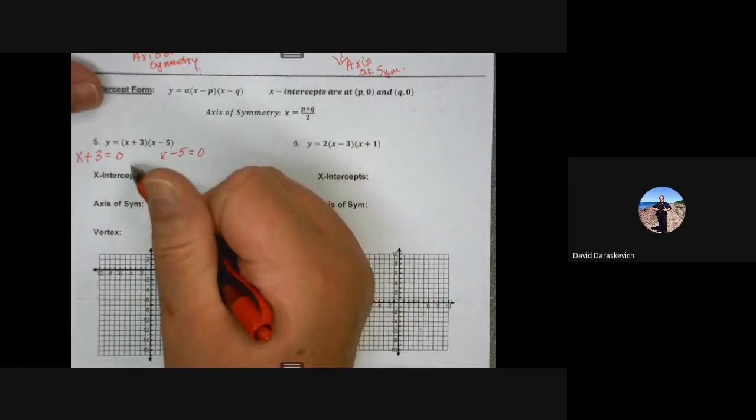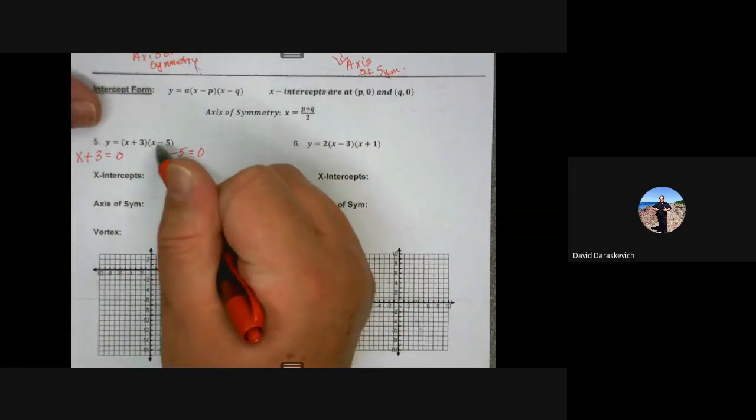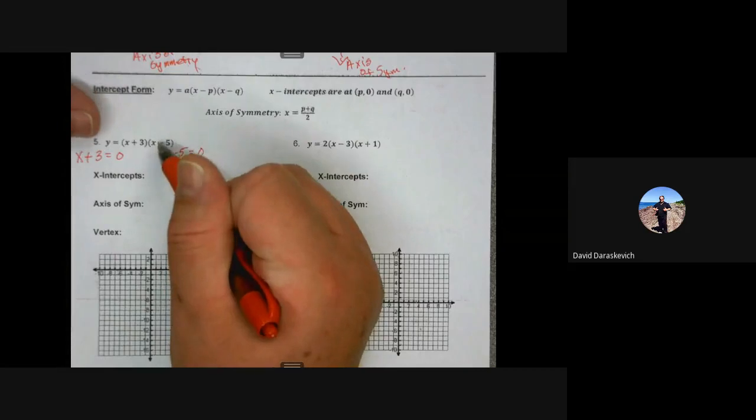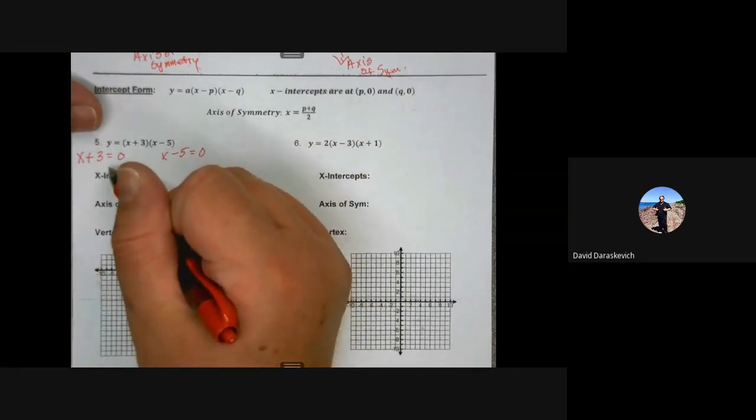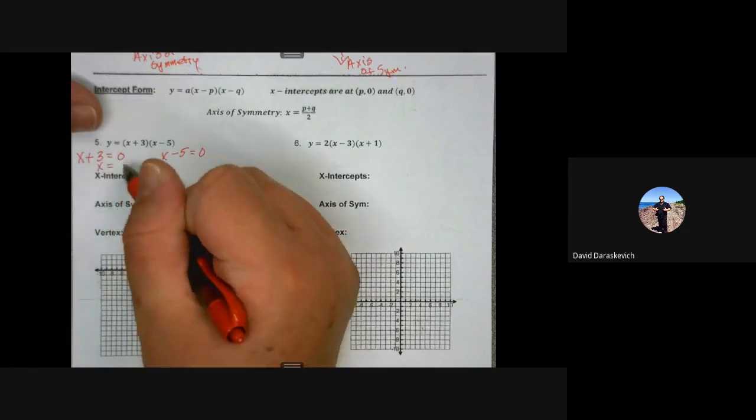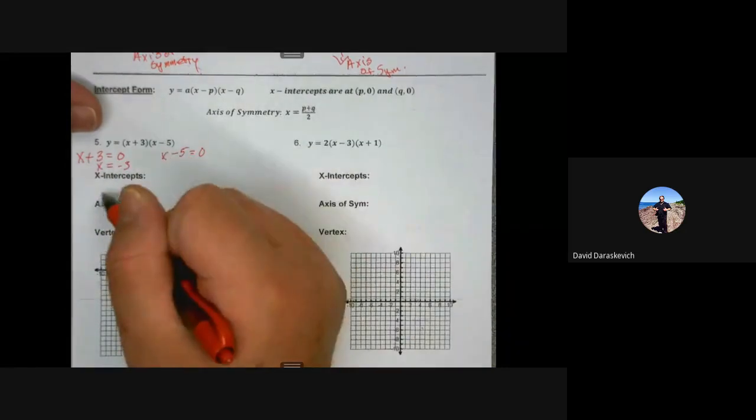Well, this one's fairly easy because we have whole numbers. We don't have a coefficient for x, so we're not going to have fractions. Well, you would subtract 3 from both sides. x equal to -3. Oh, that's our intercepts.